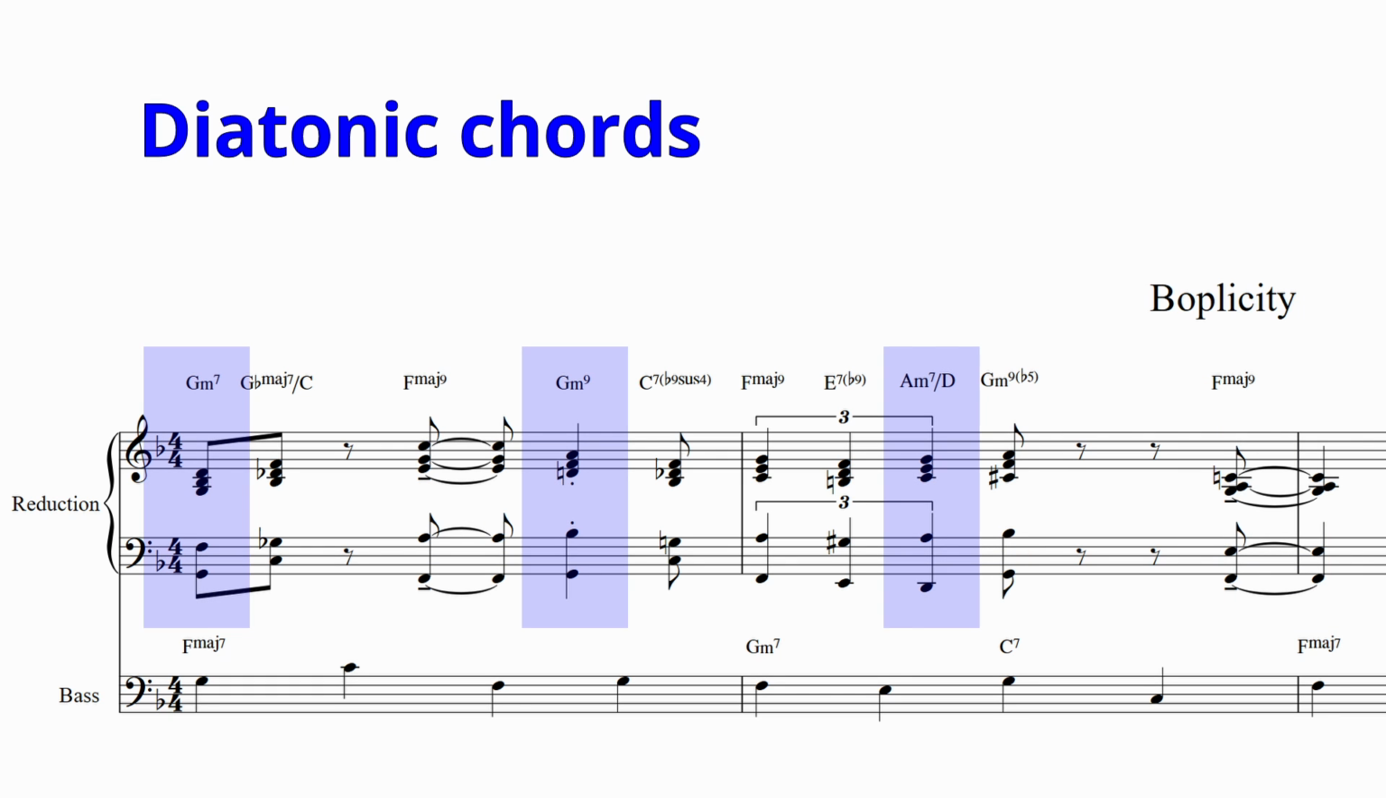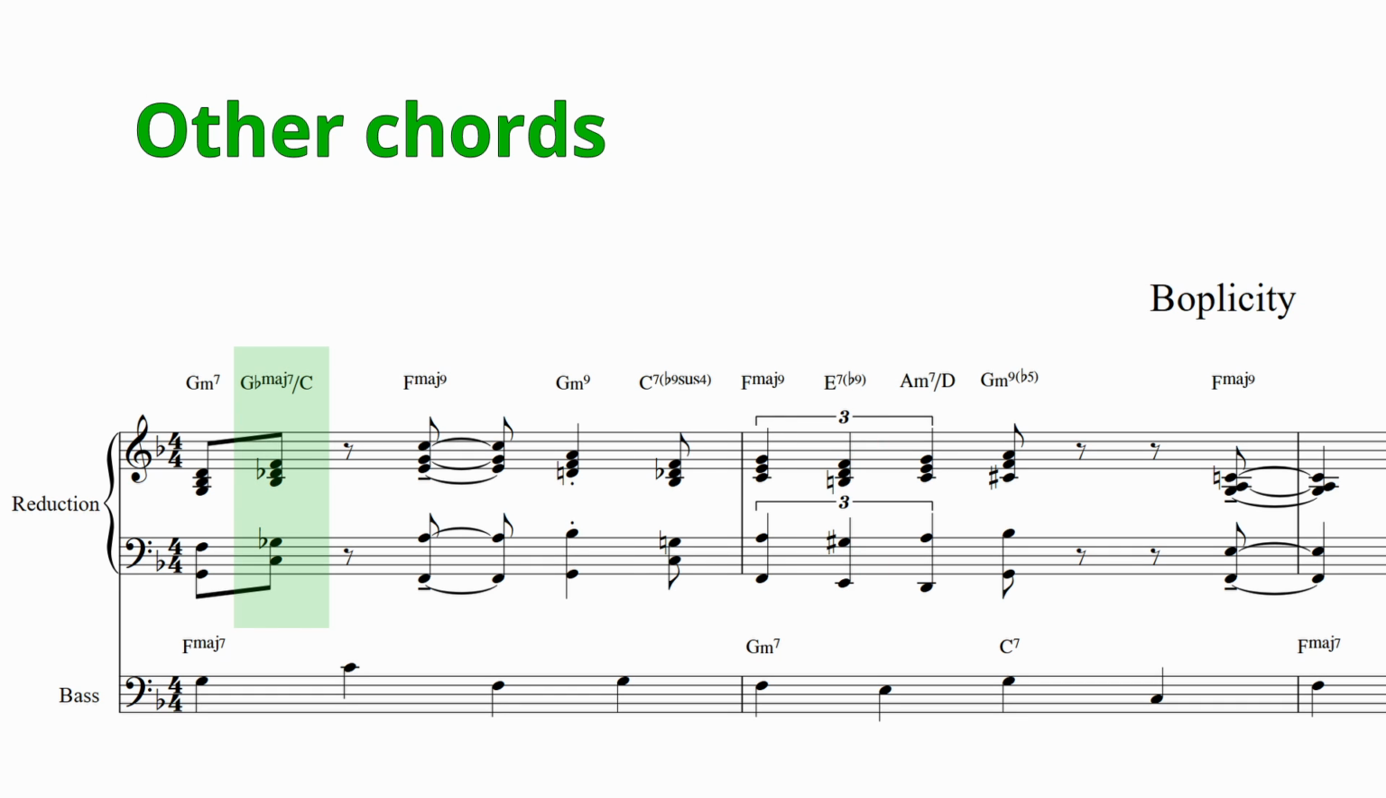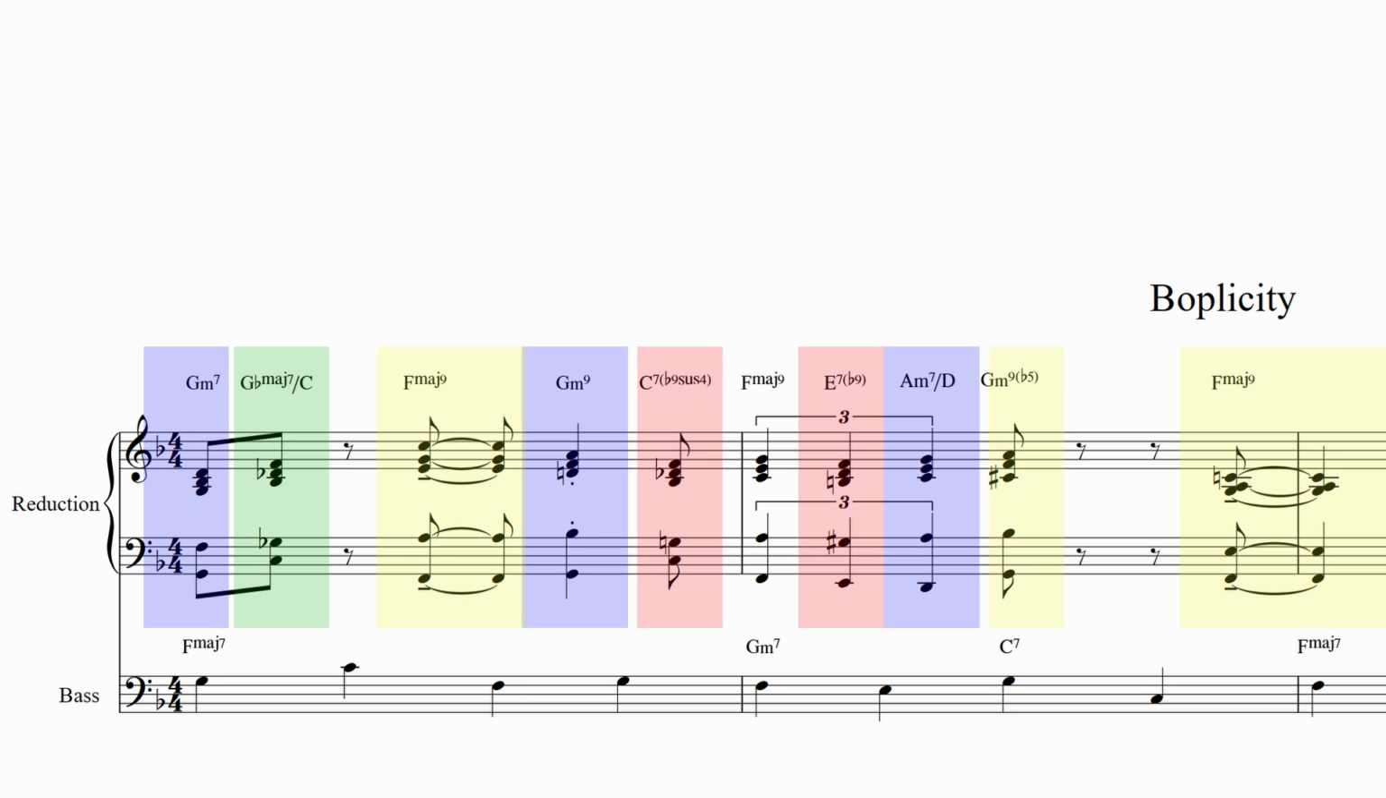Diatonic chords are chords that can be found in the parent key or in the key of the current moment. I tend to include non-functional secondary dominants here too. Functional chords are chord 5 and secondary dominants that lead to their own chord 1. Other chords are ones that don't fit in these categories and are often derived from interesting voice leading or chromaticism. And when I harmonize tunes, I use this method as well.